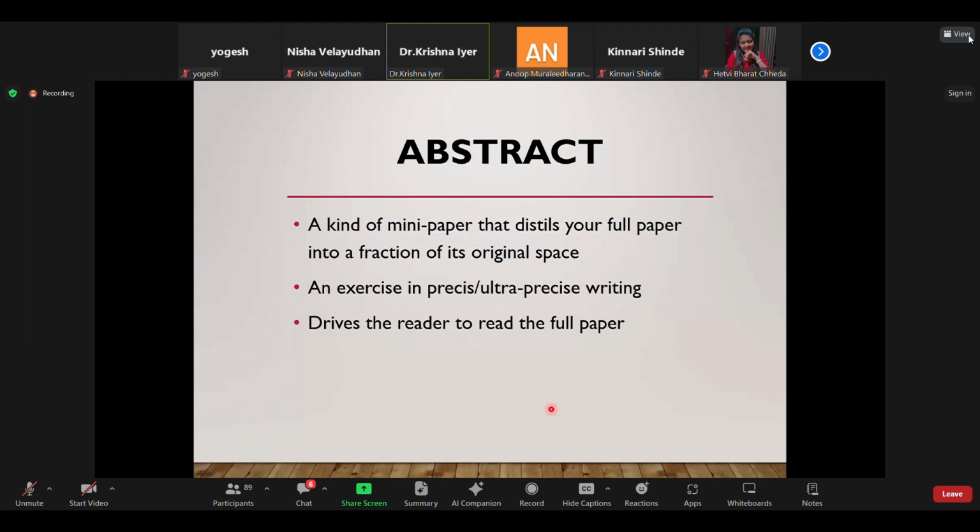So if at that point itself, somebody gets disheartened, or what you call discouraged, from reading the whole paper, then you have lost that person, and that paper will never be read by that person. So you need to put a lot of effort in writing this abstract.